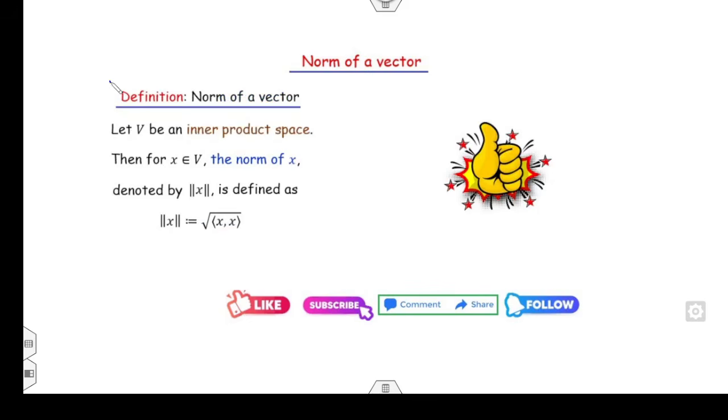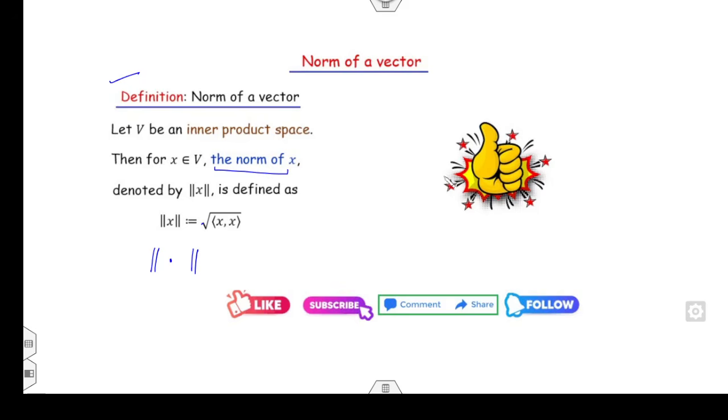So I can define the norm if V is my inner product space. V may be the reals, maybe the polynomials, maybe the continuous functions or complex numbers. Then we can define the norm of the vector x, denoted by double vertical lines, as the square root of x comma x, that is the inner product of x comma x.